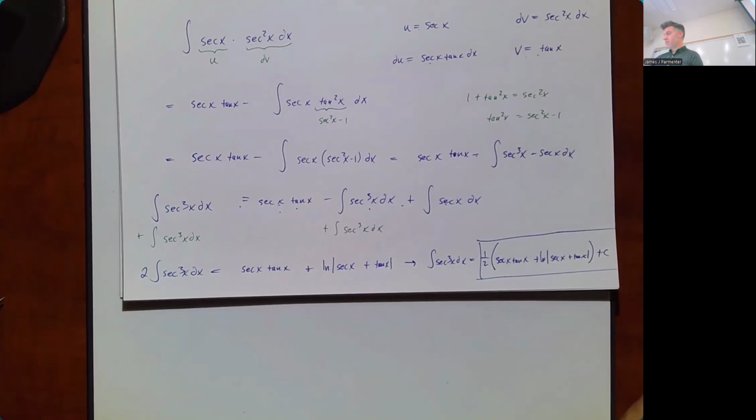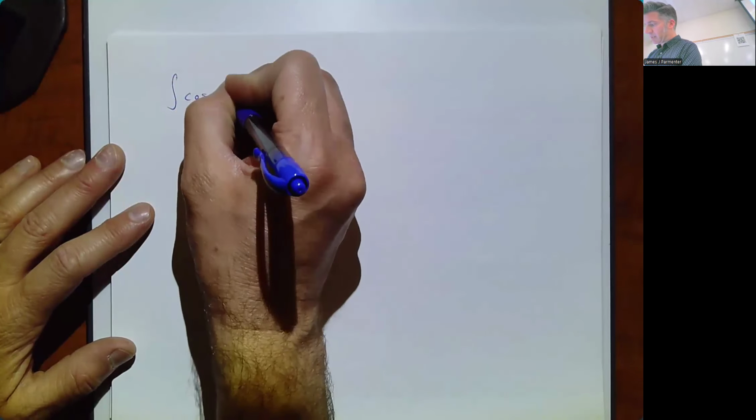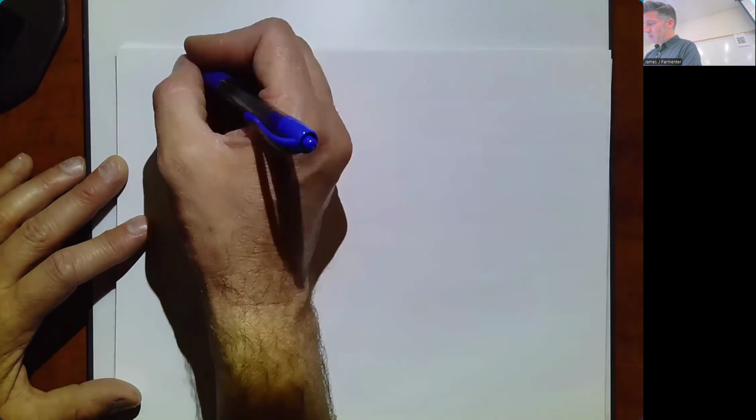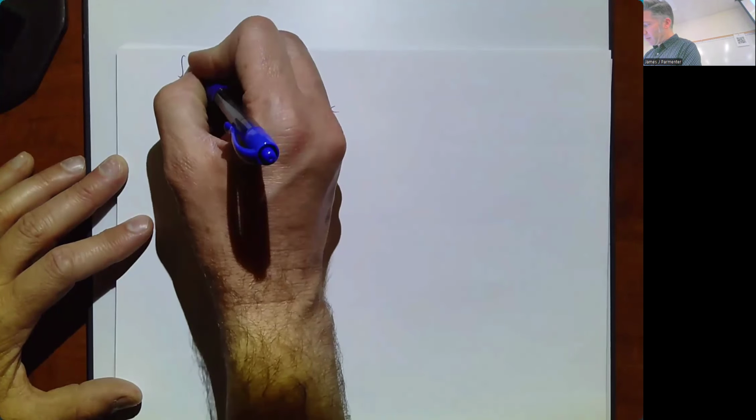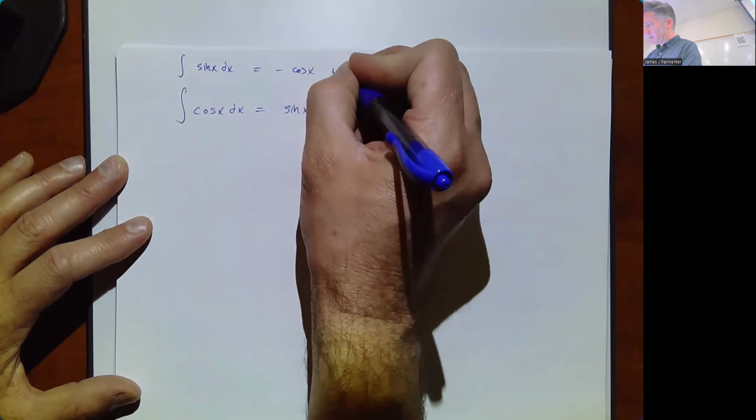So let's finish off talking about trig integrals, which is totally different than trig substitution, by recapping the integrals of the 6 basic trig functions, a few of which we know already. The antiderivative, or the integral of cosine of x, is equal to sine of x, which I normally wouldn't start with cosine. I would normally start with sine. Sorry about that. Let's write sine above that. The integral of sine of x is equal to negative cosine of x.